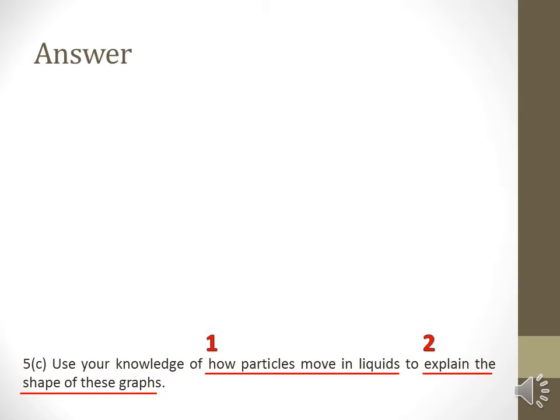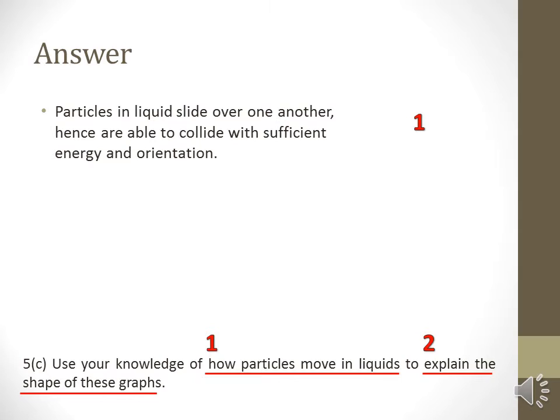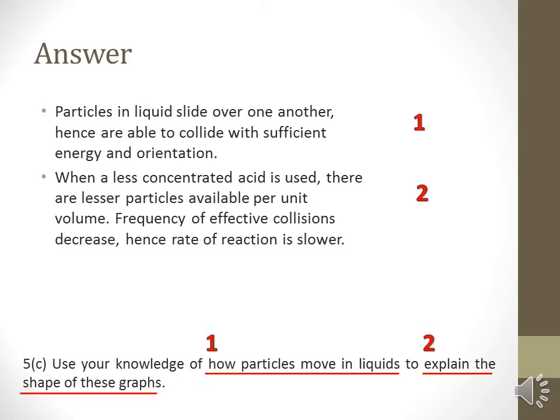As such, to answer the first part of this question, we say that the particles in liquid slide over one another, hence are able to collide with sufficient energy and orientation. To answer the second part of the question, we say that when a less concentrated acid is used, there are lesser particles available per unit volume. Frequency of effective collisions decrease, hence the rate of reaction is slower.